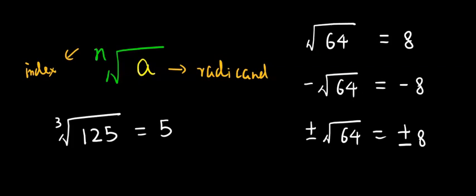Now, remember earlier we talked about the principal nth root of a is a positive number unless n, the index, is odd and a is less than 0. Let's give it negative 125. Now we have negative 5.